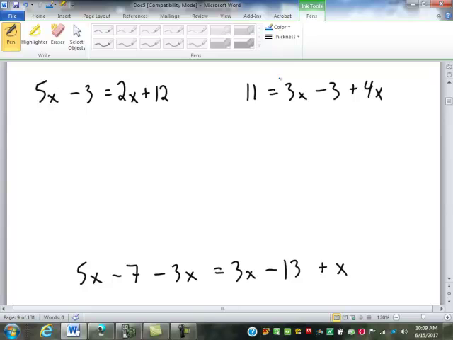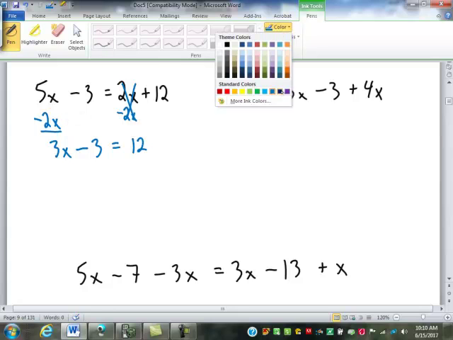Let's take a look at the first one here. See how you did. 5x minus 3 equals 2x plus 12. What's our first step? Get rid of the 2x, and we'll do that by subtracting 2x. Of course, on the left side, we have to subtract it from the 5x. So what's that give us? 3x minus 3 equals 12. Good. What's next?